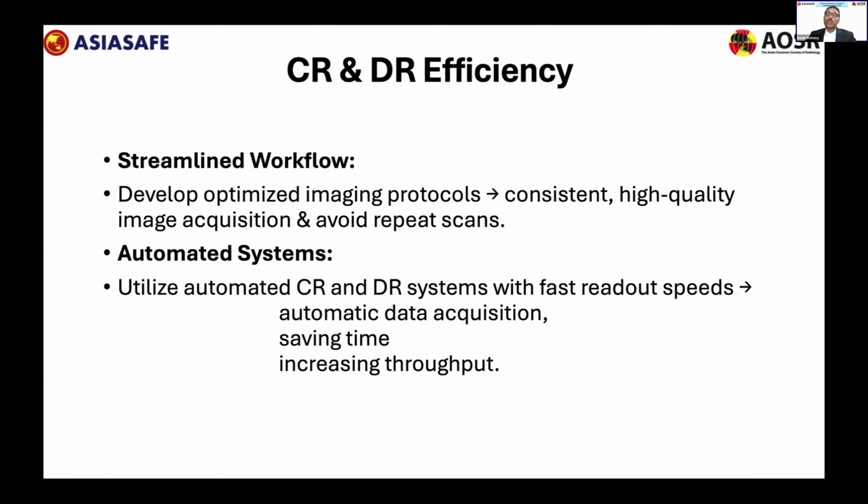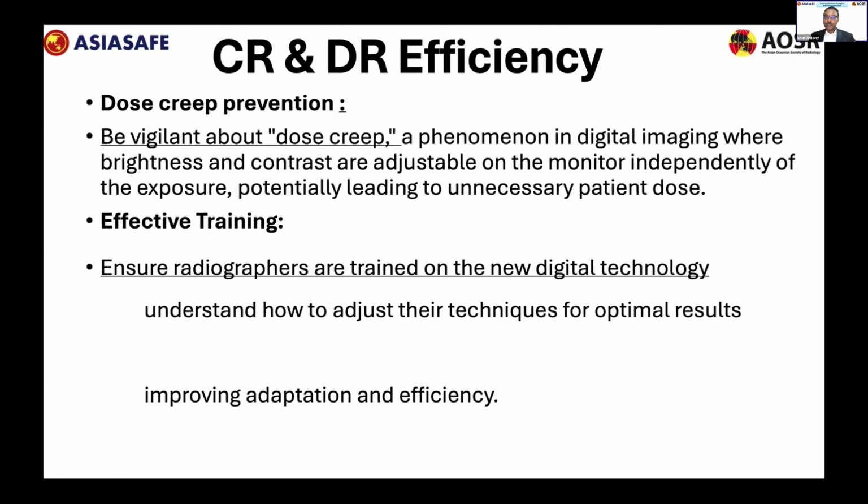So increased throughput with streamlined workflow is possible with DR, and to a certain extent with CR, but definitely DR scores over CR. So developing optimized imaging protocols and consistent high quality image acquisition, and also your exposure factors and positioning should be proper, so that you can avoid repeat scans. And automated systems with automatic data acquisition can save time and also increase throughput.